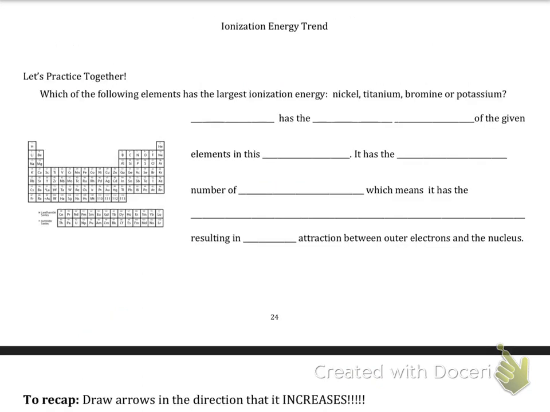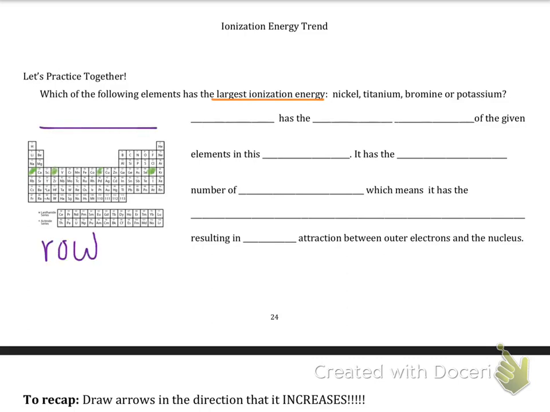Okay, so let's try an example problem together where we are doing ionization energy. We need to find nickel, titanium, bromine, or potassium. Remember, all of these elements are either in the same row or the same column. So nickel is here, and then there's titanium here, then bromine is here, and potassium is here. What you notice is that these are all in the same row.